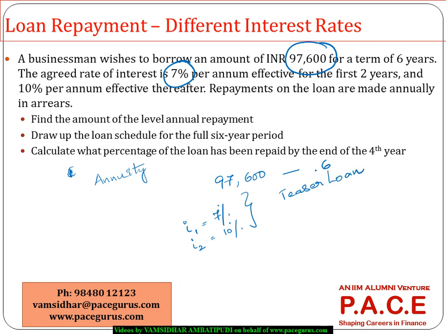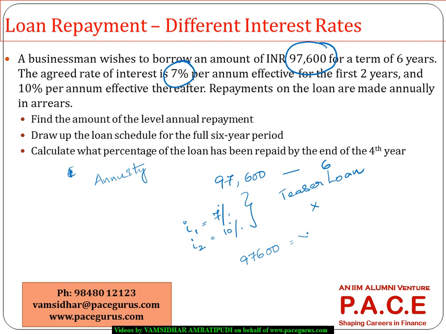First 2 years the interest rates are much lesser, and the later years the interest rates are higher, and the repayments are made annually in arrears. So logically speaking, 97,600, and assume that X is the level payment.